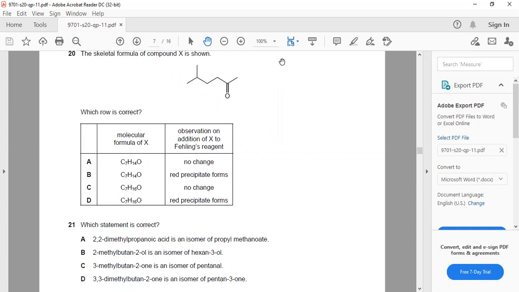Carbon is 7 in all options. Observation with Fehling's solution: this is a ketone. Ketone does not react. The only thing we have to do is count hydrogen. Three, three, one, two, two, three. Count it: 3, 5, 7, 10, 13, 14.